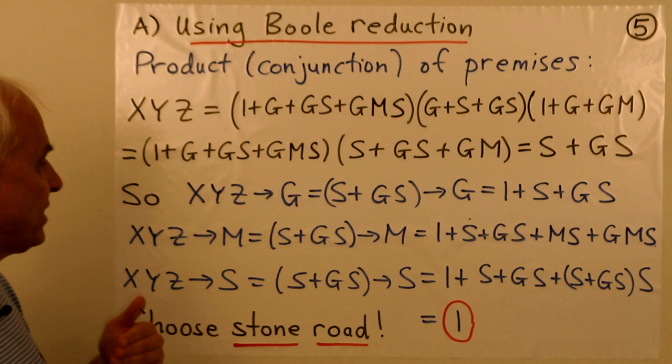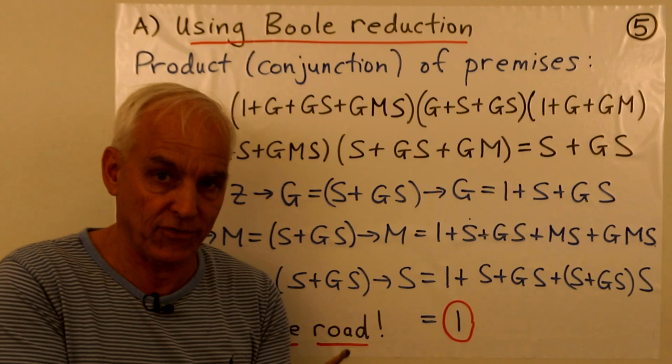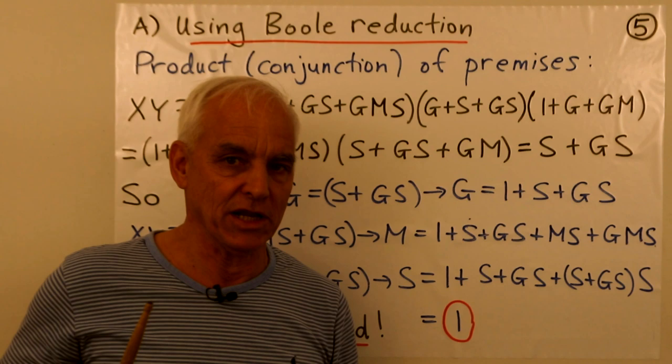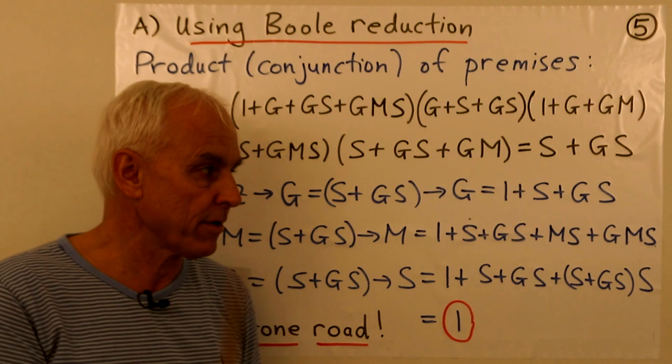So this is a little bit of work, okay? That's sort of the heart of the matter. That's where the actual computation sits. But it's a purely mechanical arithmetical process, which happily your computer is very, very good at, especially if it's been modified with a bit of Boole reduction technology in the engine, okay? So this is something that is very, very amenable to large-scale computer work. So our premises have now been reduced to just S plus GS.